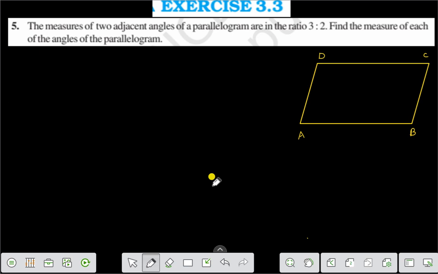Hello everyone. Today I'll discuss exercise 3.3 question number 5. The measures of two adjacent angles of a parallelogram are in the ratio of 3:2. Find the measure of each of the angles of the parallelogram.